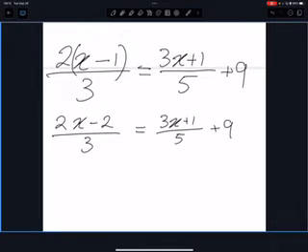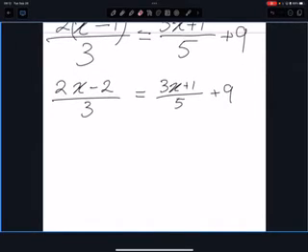So what did we do in 4.1? I need the lowest common multiple. That's the next step, of 3 and 5. What's the lowest common multiple of 3 and 5? 15. So what do you do? Multiply everything with 15.